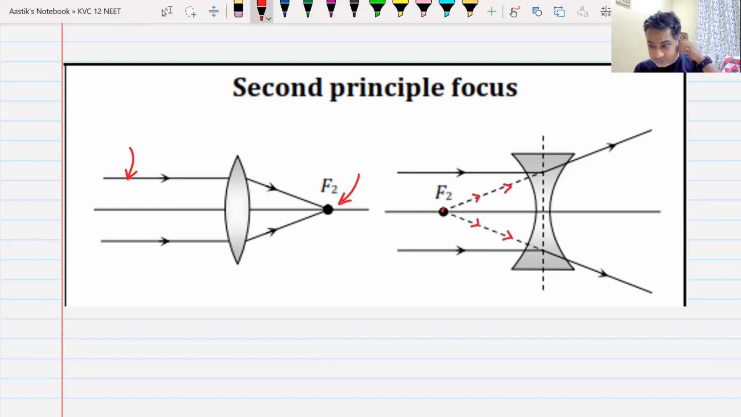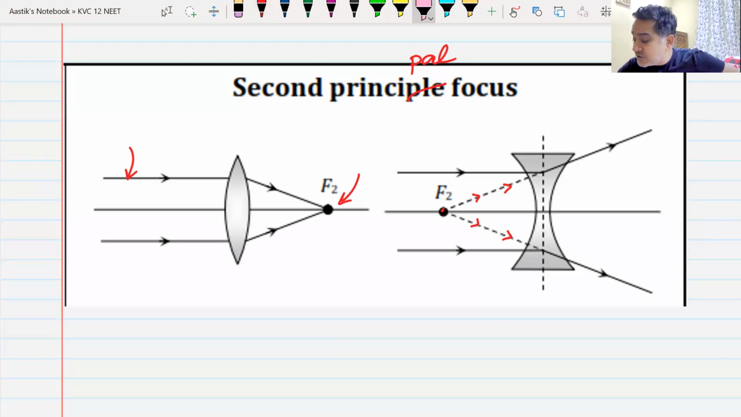That point is known as the second principal focus. Spelling is wrong. Second principal focus. Do we understand this? Do you understand the difference between first and second? In case of mirror, we only have one focus, so a ray of light which passes through focus after reflection becomes parallel. A ray of light which is parallel passes through the focus. But here, there is no reflection, there is refraction. This is one side and the other side. So we have one focus on one side and one focus on the other side.